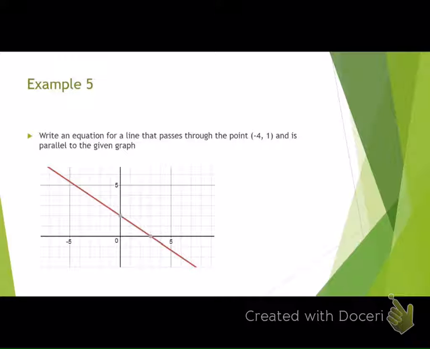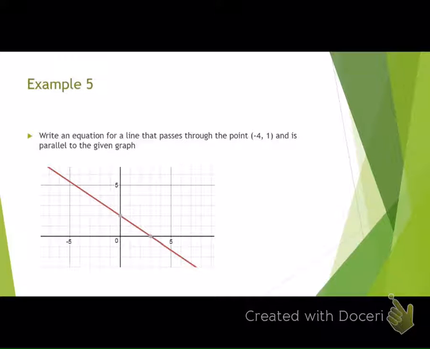So this says write an equation for a line that passes through the point -4, 1 and is parallel to the given line. What do we need to do in order to start this problem? What do we need to know? Josh? The slope-intercept form of the line. Do we need to know the whole entire slope-intercept form? You just need to know the slope. Yeah, so we just really need to know the slope.